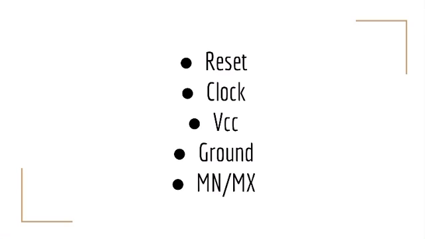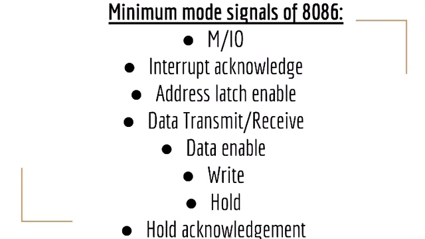So now let us see the minimum mode signals of 8086. Only the minimum mode signals, which operate on 8086. So here these are the signals of the minimum mode of 8086. First let us see the memory/input signal. This memory/input signal selects either memory operation or input and output operation. This line indicates that the microprocessor address bus contains either a memory address or an input and output port address. A high signal at this pin indicates a memory operation. This line is logically equivalent to S2 in the maximum mode.